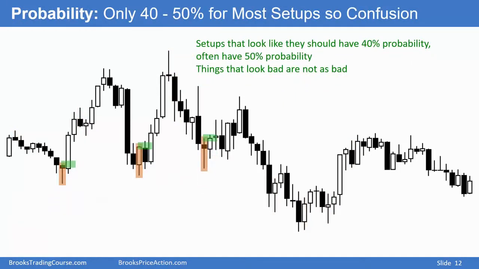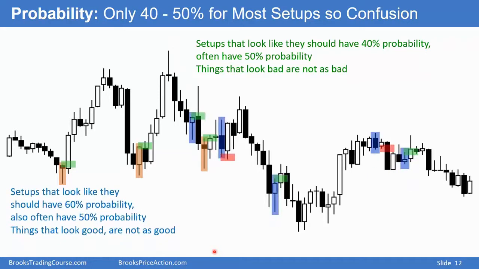Setups that look like they should be low probability, in fact, are closer to 50% probability. Things that look bad are not as bad. This looks like a low probability buy, yet it did that. This is not a particularly high probability buy, neither is this. But bulls buying above the high of those signal bars still were able to make scalps.